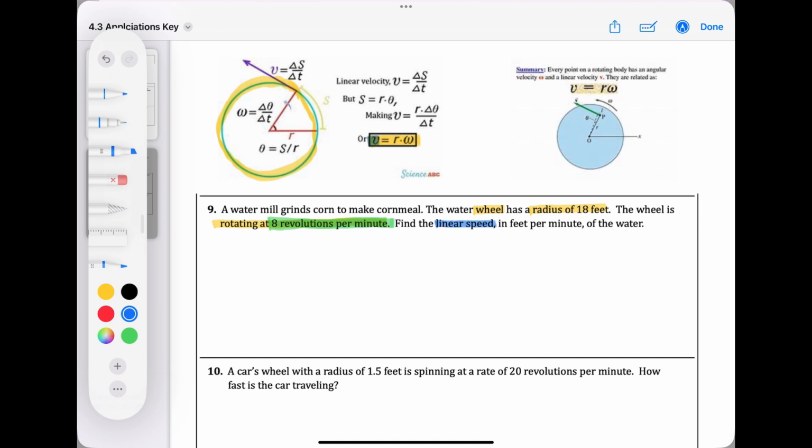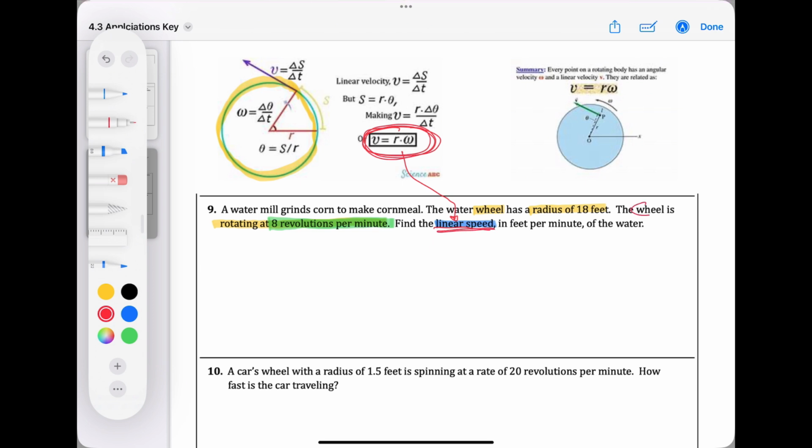The linear speed, which will be my v, is equal to the radius times the revolution per minute. So what do we need to do? We are going to use this formula. Do not overthink, okay? We are going to use this formula to get the speed for you. This will be my linear speed.